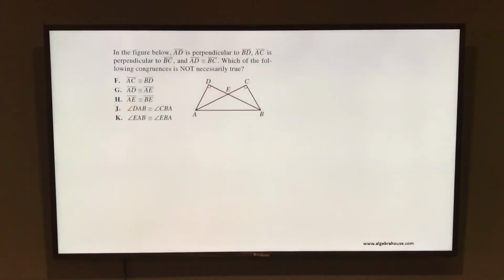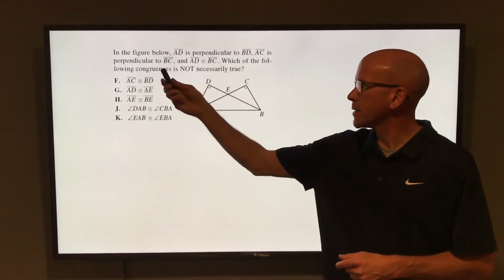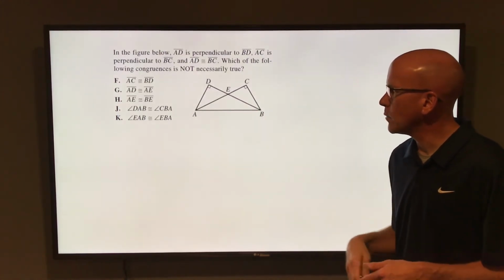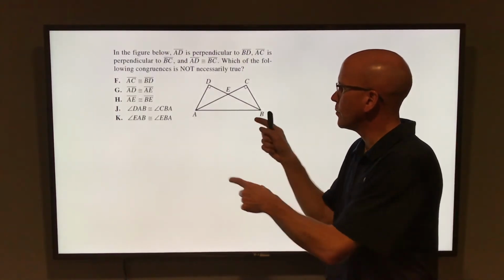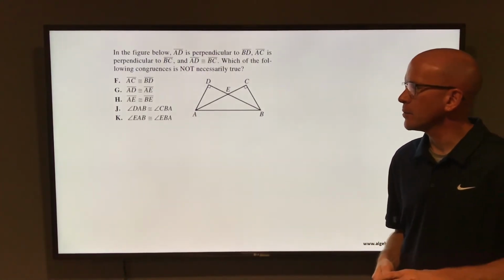area. In the figure below, AD is perpendicular to BD. You can see that by the right angle. AC is perpendicular to BC. Again, you can see that by the right angle. And AD is congruent to BC. So these two sides and the ends are congruent. Which of the following congruence is not necessarily true?